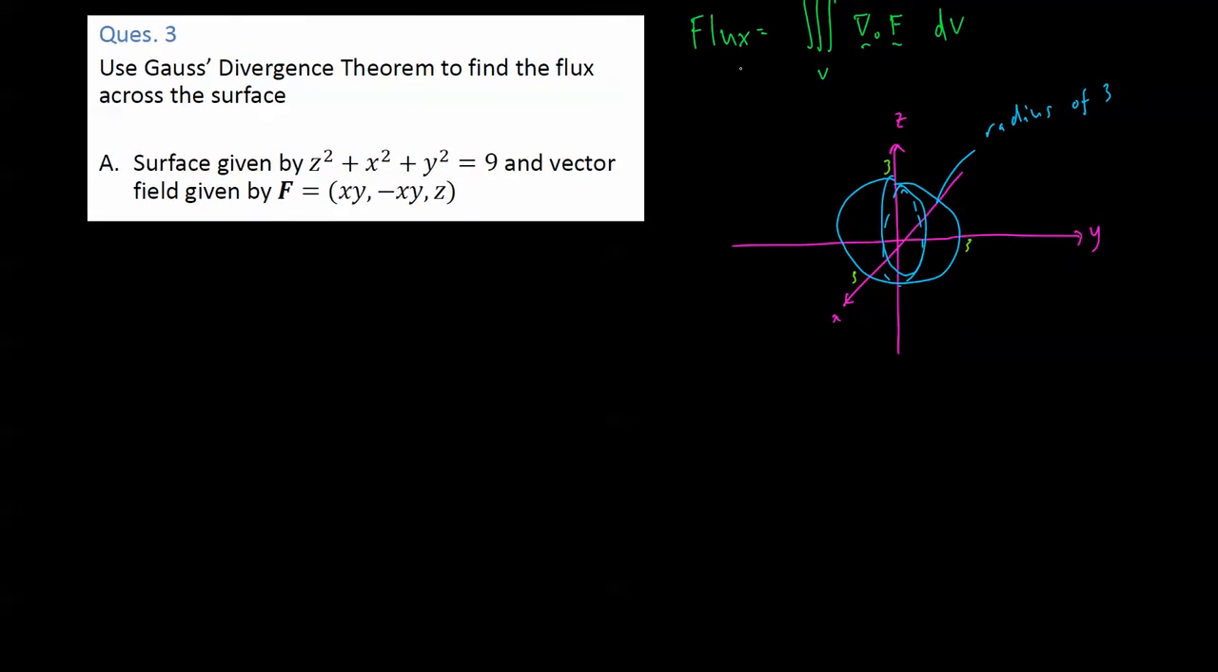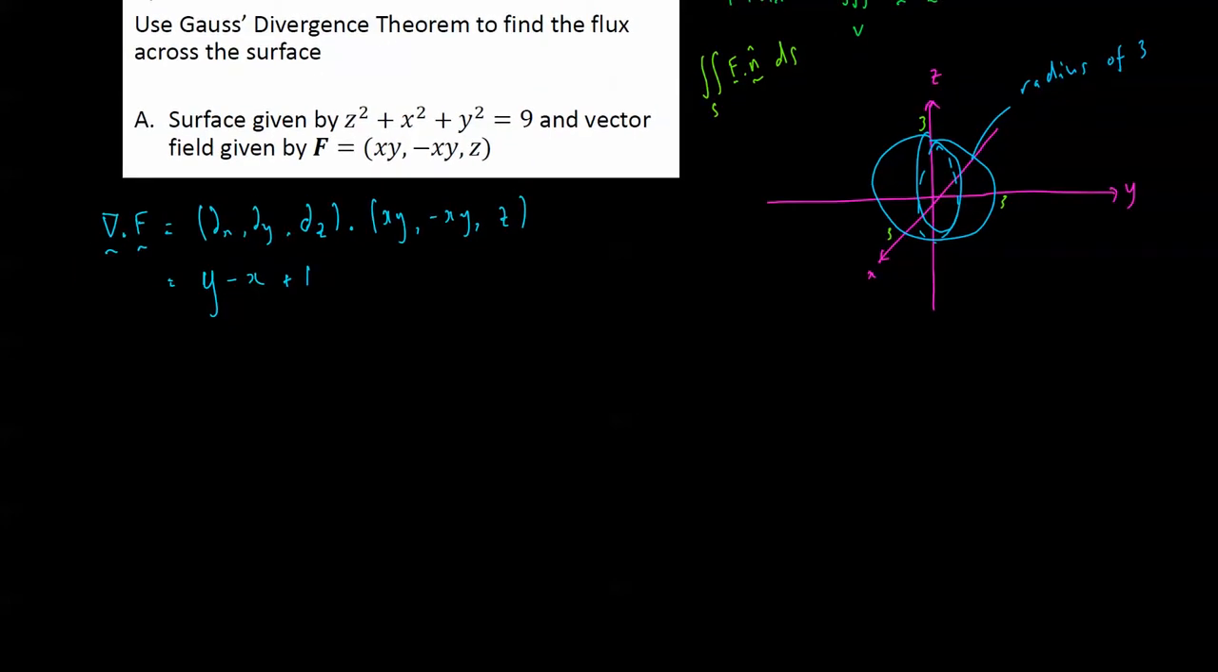If we want to calculate the flux from the surface integral, F dotted with n hat dS, it's actually a lot of work. It's much easier to use the divergence theorem here. So let's find grad dot F to start with. That's always the best thing to do. So it's equal to del x, del y, del z dotted with xy, negative xy, and z. That's del x of xy, which is y, del y of negative xy, which is negative x, and del z of z, which is 1. So that's my integrand.